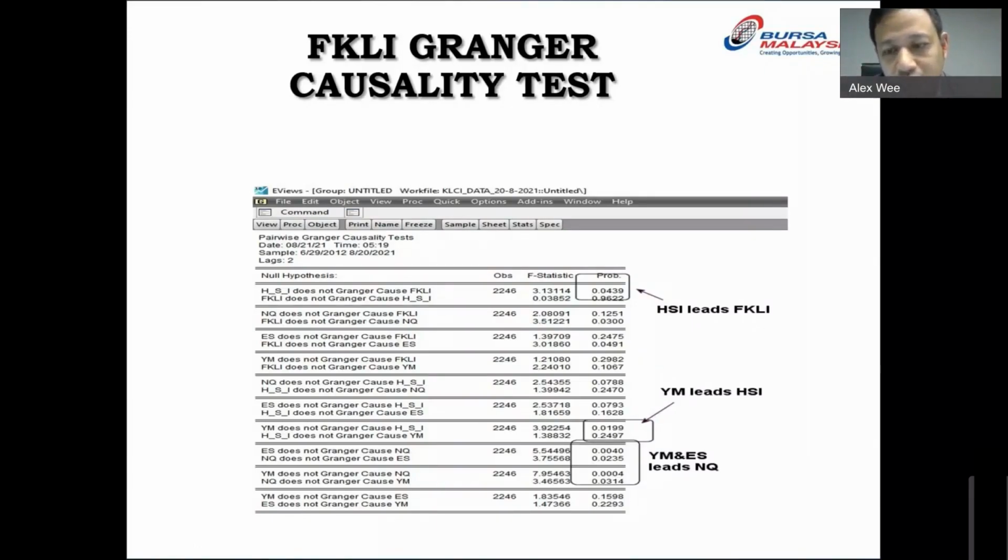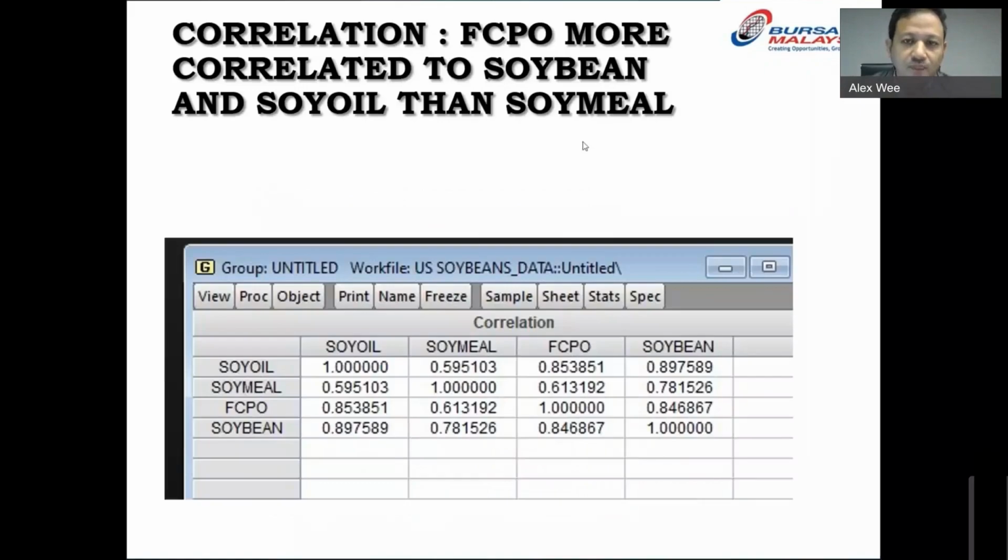As you can see, the leading here is not two-way, it's one-way. It doesn't mean that Hang Seng leads S&P and S&P leads Hang Seng. Dow Jones leading Hang Seng is just one-way leading. So it's very clear cut. If I want to trade FKLI, I'll be looking at Hang Seng and Dow Jones. Okay, same for FCPO.